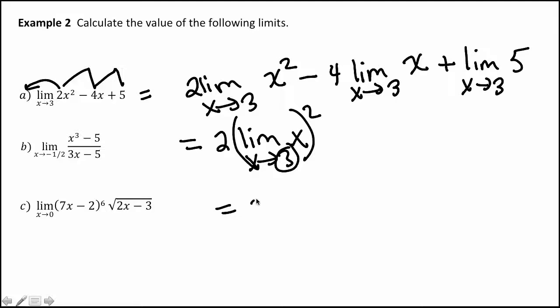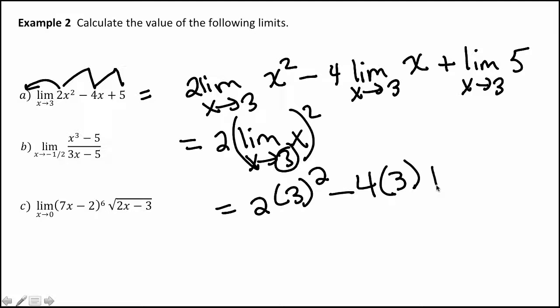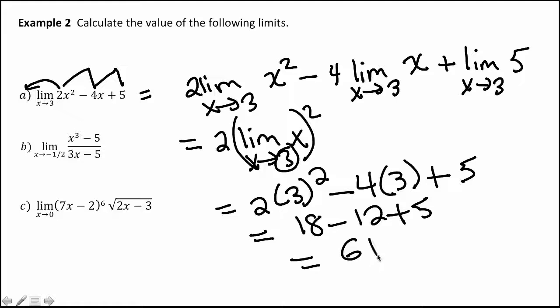So let's rewrite it here. So we got 2 times 3 squared minus 4 times the limit of x, which is going to be the value of interest, so it's going to be 3, plus, and then the limit of a constant is simply the constant itself. That's the very first property that we mentioned. So we have here 2 times 9 is 18, minus 12 plus 5. Then we have 6 plus 5, which is 11. Okay, so that's for part A.